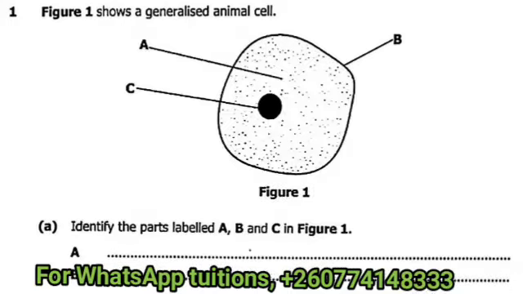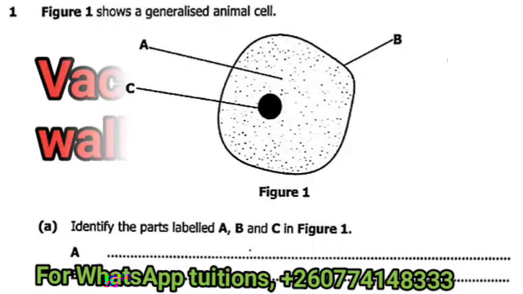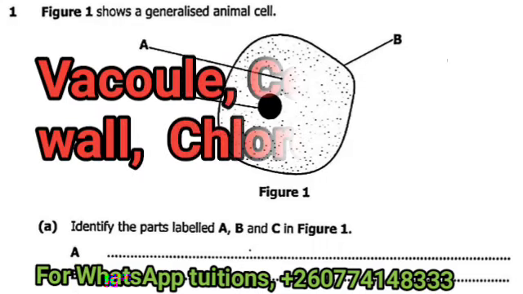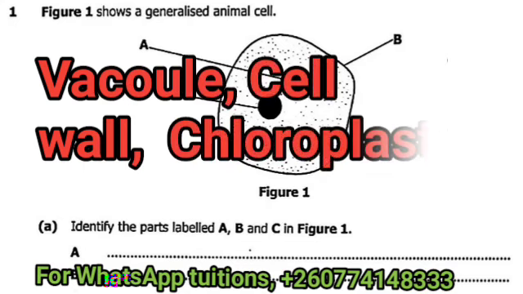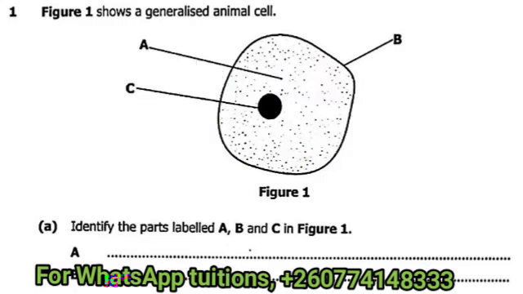Question B, name two organelles present only in plant cells. What are the organelles which are only found in plant cells? Of course, we know them, right? Cell wall and vacuole. And if we are talking about plant cells which conduct photosynthesis, we can talk about chloroplasts. So chloroplasts, cell wall, vacuole, etc.